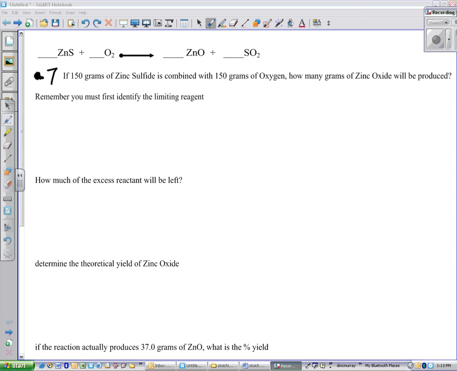Hey there, chemistry fans. Here we are to talk about a little bit of stoichiometry. This is number 7 off of your packet, and let's have at it.